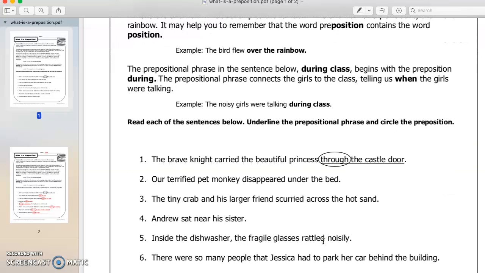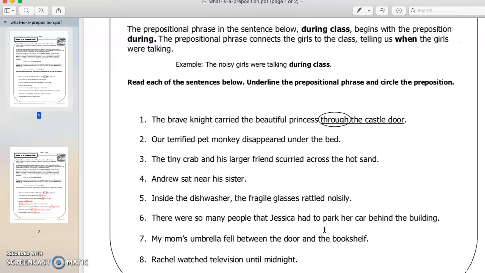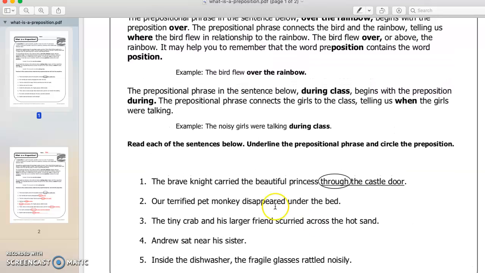What you're going to do on this paper here, you have 8 of them, is read the sentences and underline the prepositional phrase and circle the preposition like they did in number 1. The brave knight carried the beautiful princess through the castle door. So through is my preposition. Door is my object. And I underline all of it because it's all the prepositional phrase. But I only circle the preposition. It must begin with a preposition and end with a noun or a pronoun.